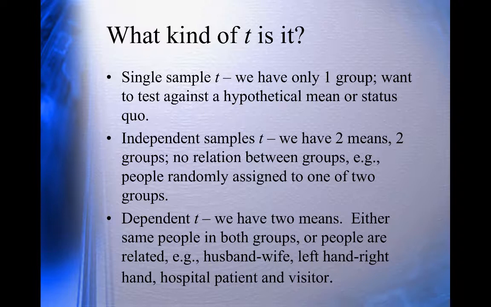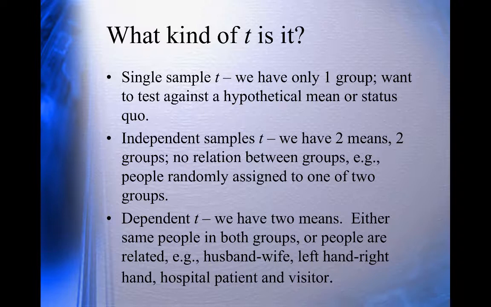Then we have the independent samples t, which is the most common kind of t-test. We have two means, we have two groups, and there is no relation between the groups. So for example, people are randomly assigned to the experimental group and the control group. That's the independent samples t.